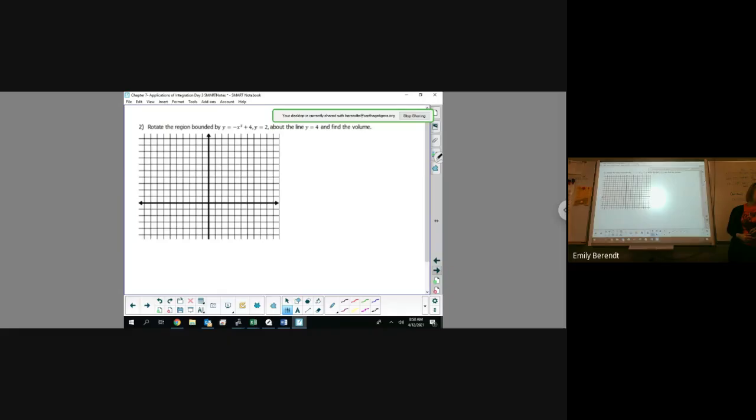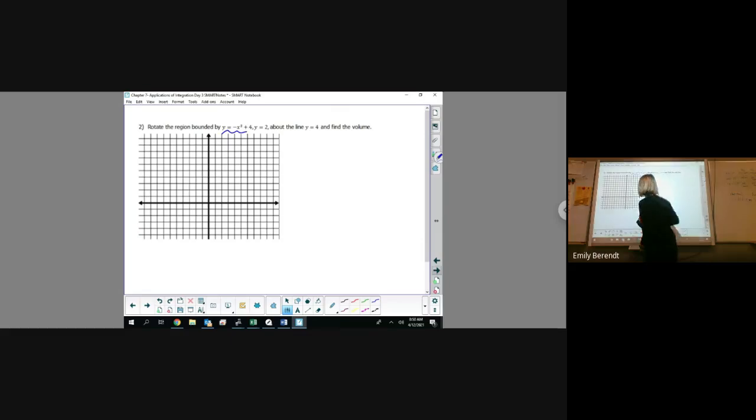No, it's still volume, because we're revolving. All right. Negative x squared plus 4 again, y equals 2 again. But this time, we are going about the line y equals 4. Green, y equals 4.